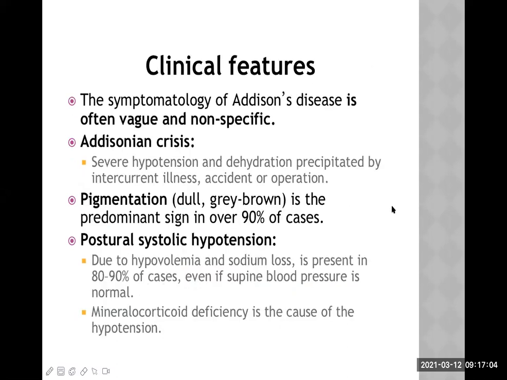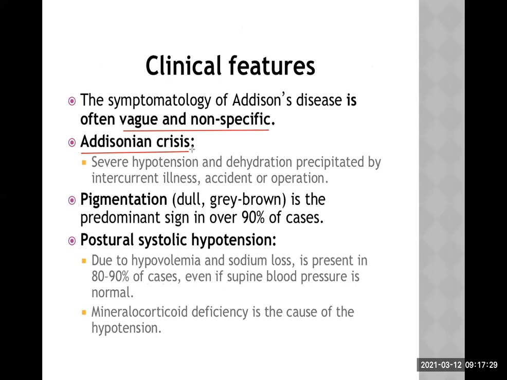Now, what are the clinical features of Addison's disease? What happens to the patient? Let's talk about it. The symptomatology of Addison's disease is often vague and non-specific. So there are lots of vague and non-specific features. There is one important condition known as Addisonian crisis, and I have already explained this actually.